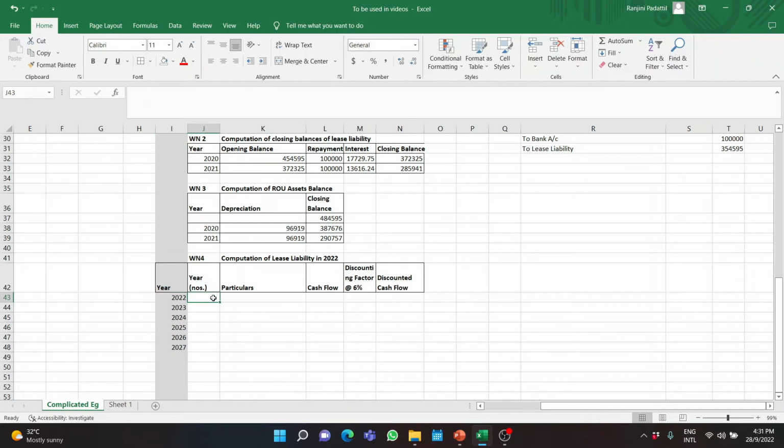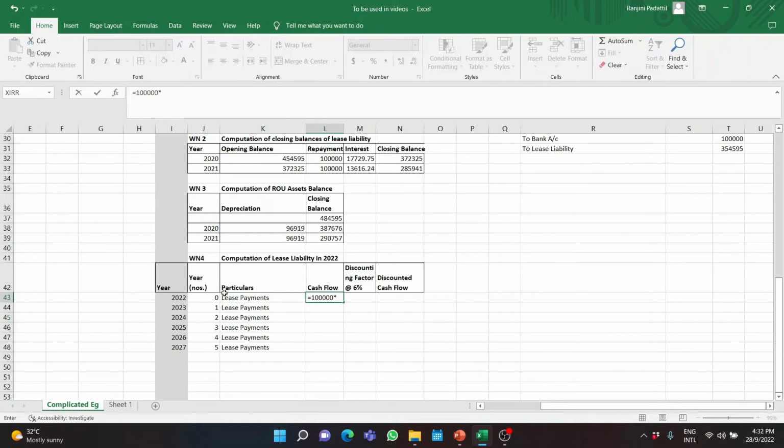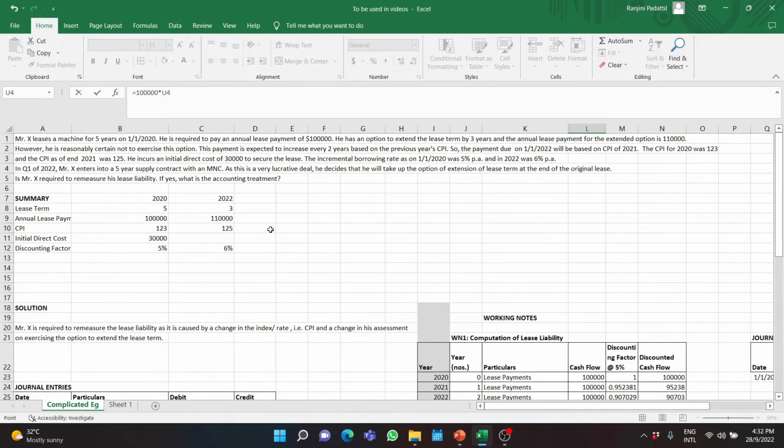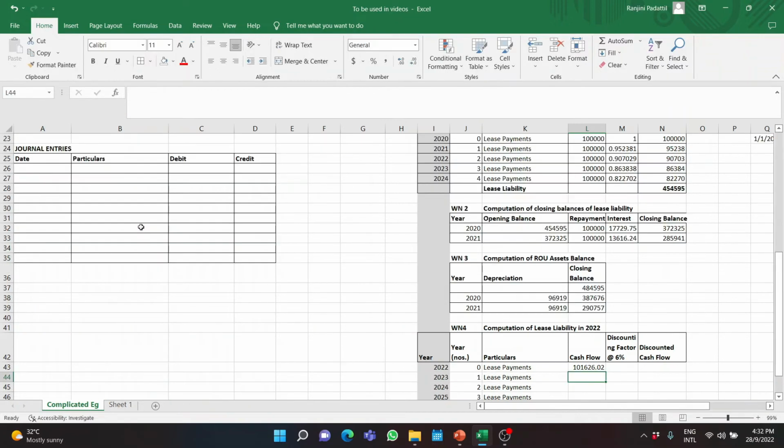Repayment is done at the beginning of the year, so 2022 is 0. They are all lease payments. Now the cash flow is affected by the change in the CPI index. We know that the CPI index in 2022 is 125 divided by the CPI index in 2020, 123. So we get a cash flow of 101,626. This cash flow will continue till 2024, which is the original lease term.